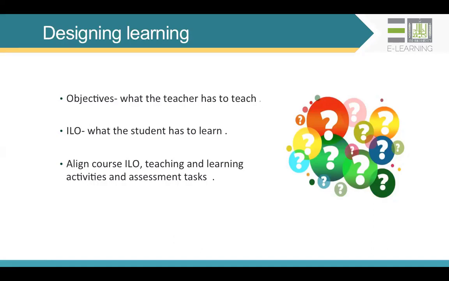So another important point to consider is to align the intended learning outcomes of a course, the teaching and learning activities, and the assessment tasks. Okay, so let me give you an example. So if the intended learning outcomes of a particular course require students to demonstrate, let's say, a range of pharmacy-related skills and knowledge, the traditional lecture is not enough to help students to build their competence.